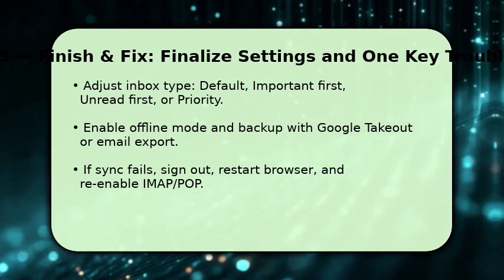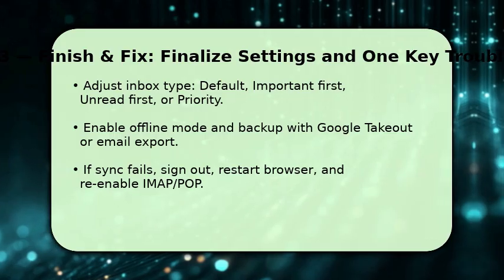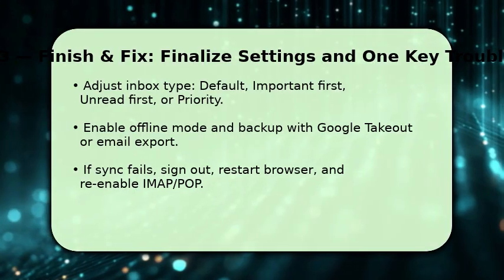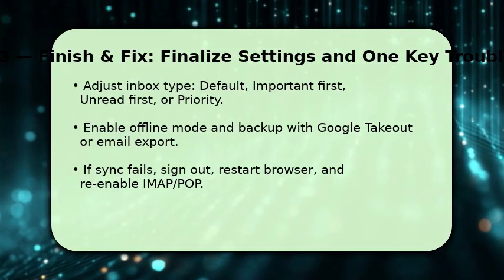Switch to priority or unread first if you want focus, and enable offline mode for access without internet. Backup important mail via Google Takeout or export to keep copies.